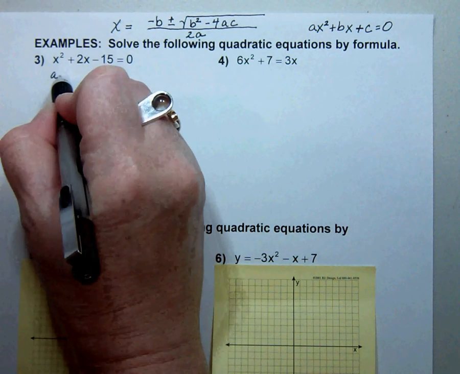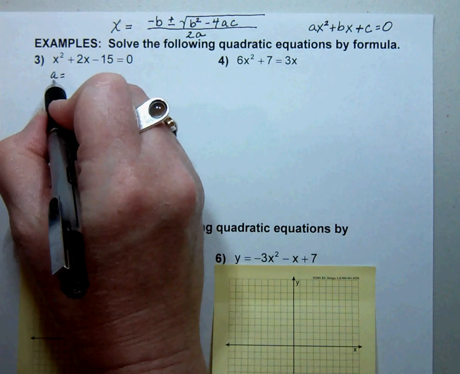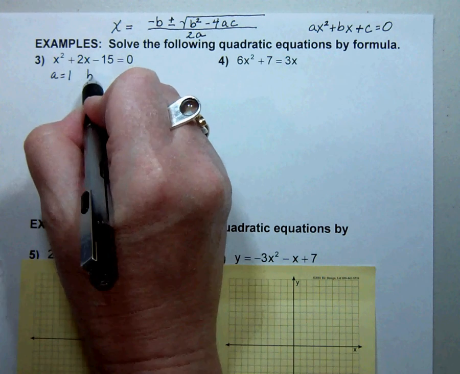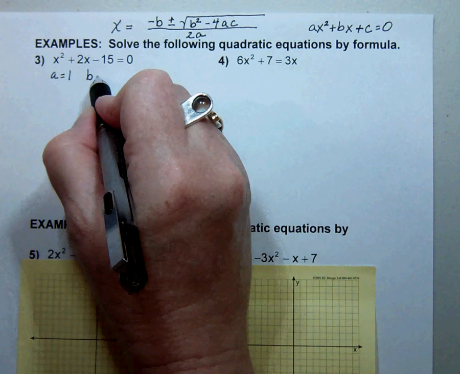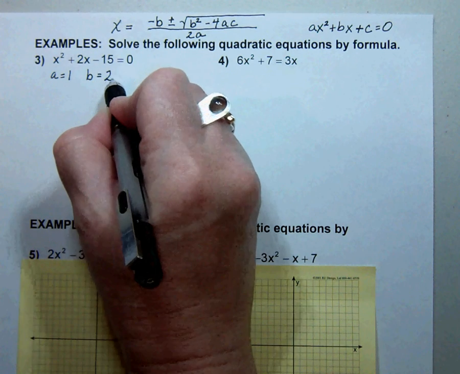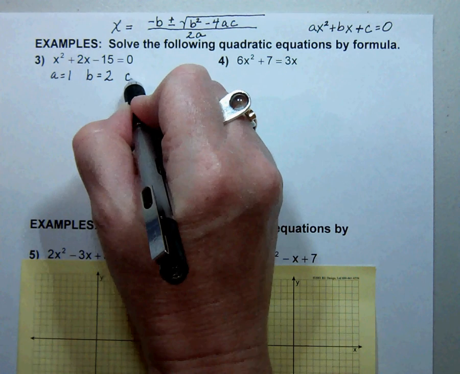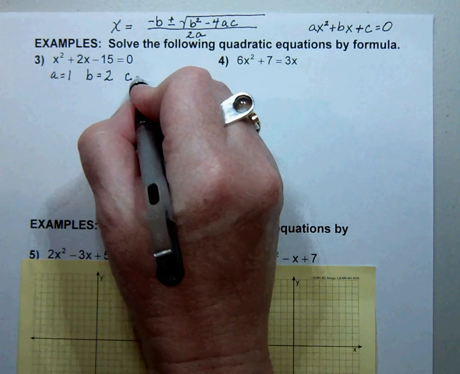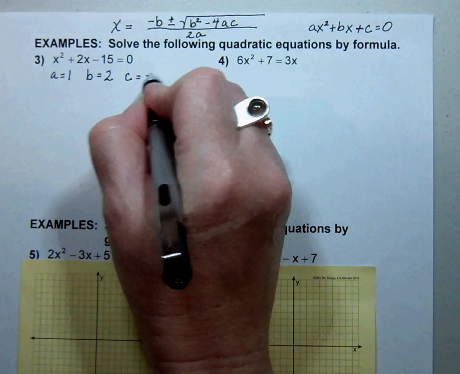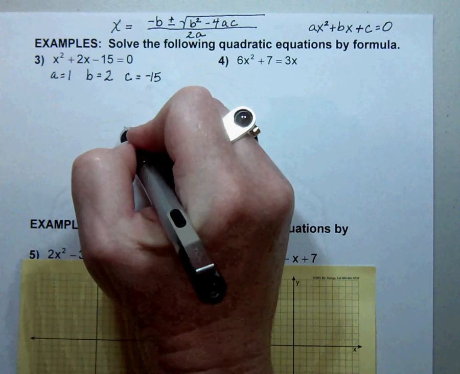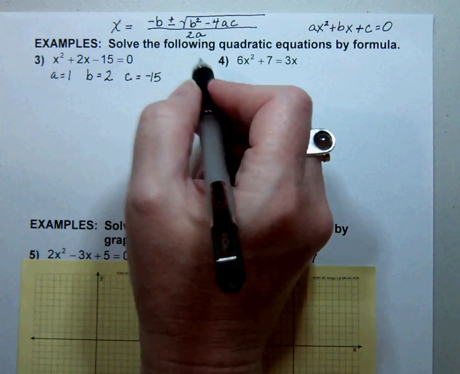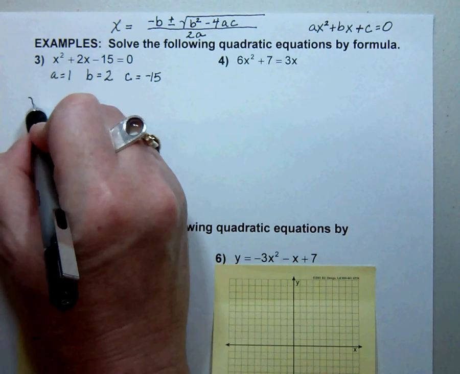The a is the coefficient in front of your x squared, which is understood to be a 1. The b is the coefficient in front of the x term. In this case, it's a 2. And your c is the constant. It's the one that doesn't have an x behind it. So those are your values for a, b, and c. Now let's put them into the quadratic equation.